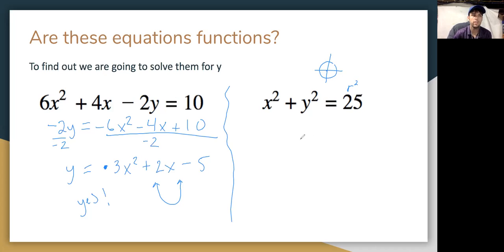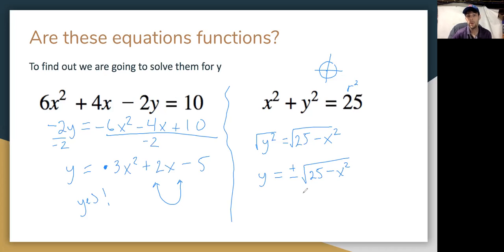The other thing I can do is solve this for y. So if I do that, moving things around, I could end up with this. Move the x squared term over, right? Subtract it from both sides. And then take the square root. But we have to remember, when we take the square root of something when we're solving, in this case solving for y, we actually get two different things. We get a positive and a negative root. So this is the positive and negative square root of 25 minus x squared.